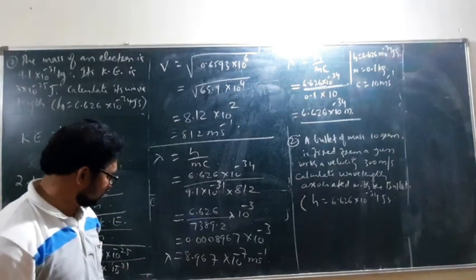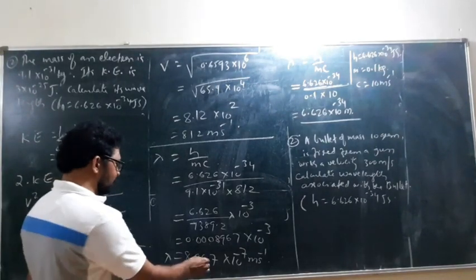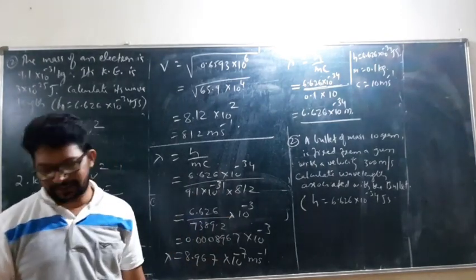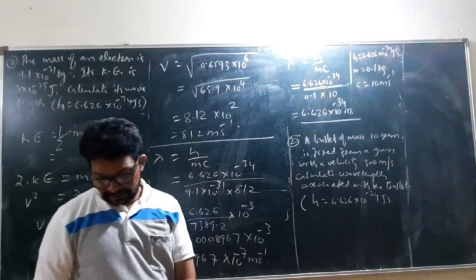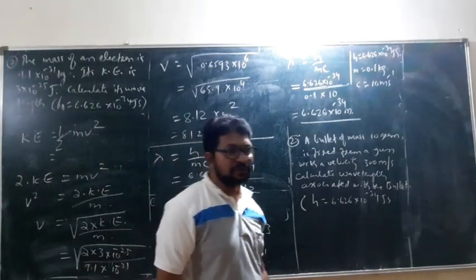Yes, this is the answer. If you want nanometer, 896.7 nanometer. Yes, so this is all about de Broglie's hypothesis.